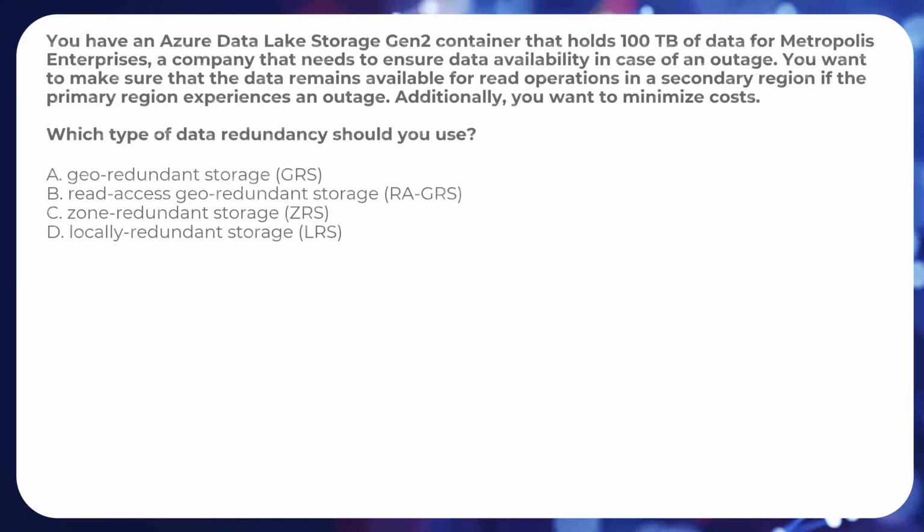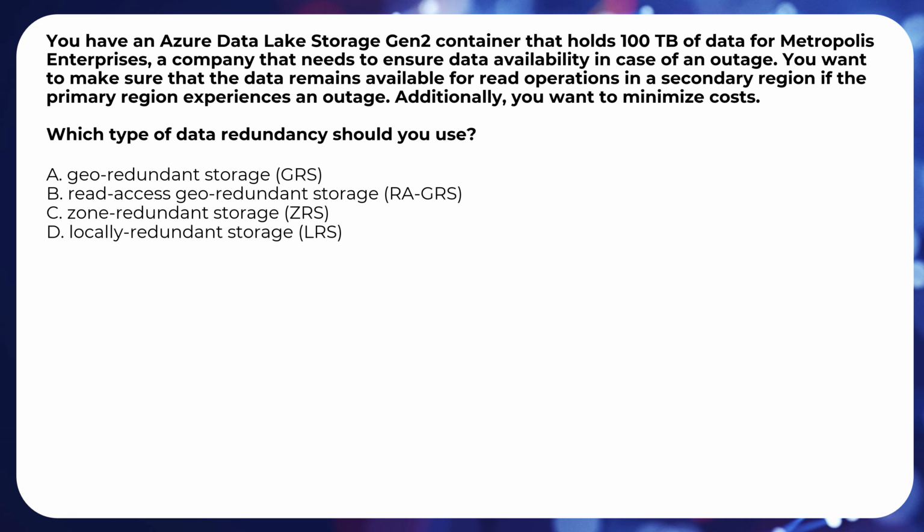You have an Azure Data Lake Storage Gen 2 container that holds 100 terabytes of data for Metropolis Enterprises, a company that needs to ensure data availability in case of an outage. You want to make sure that the data remains available for read operations in a secondary region if the primary region experiences an outage. Additionally, you want to minimize costs. Which type of data redundancy should you use?